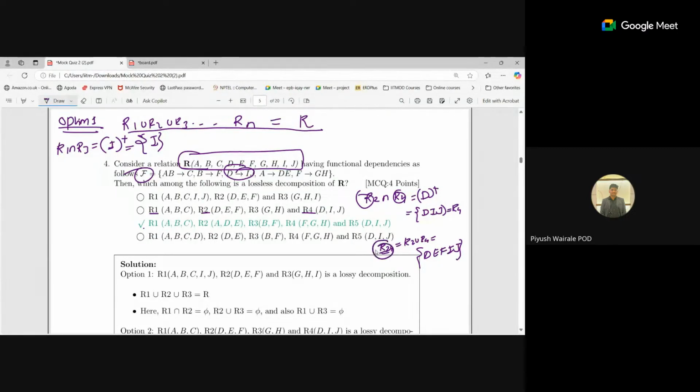Now check R24 for intersection with R1 or with R3. Do we have anything in common? No. So that's it. Option 2 is also not correct. Check for option number 3.